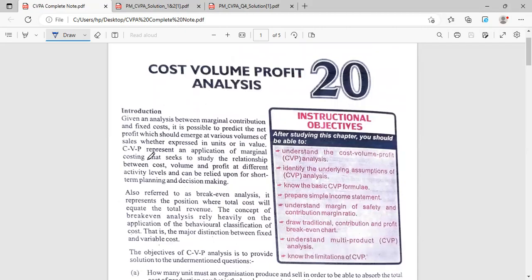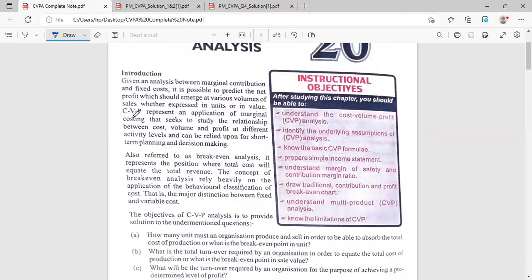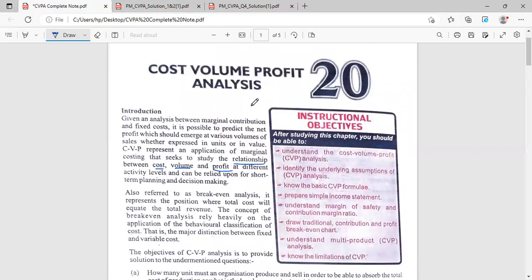Now, they said cost volume profit analysis talks about the relationship between costs, volume, and profits. So we want to know, as a cost accountant, what relationship between the cost of a product, the volume of that product produced, and the impact it's going to have on profit. That is, we are looking at the relationship between costs, volume, profit at different levels of activity.